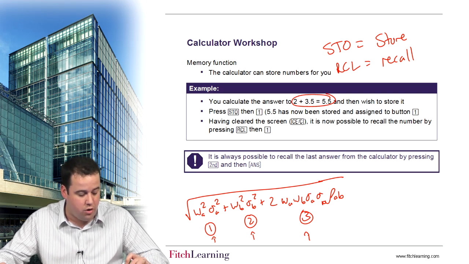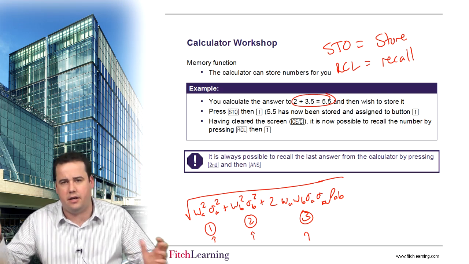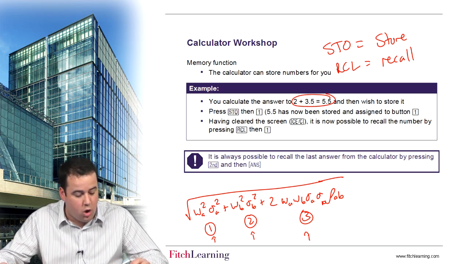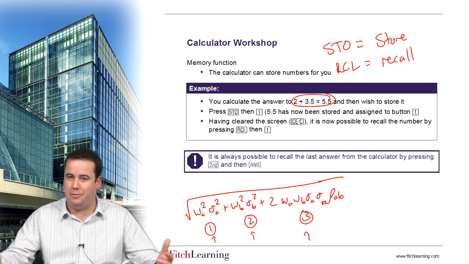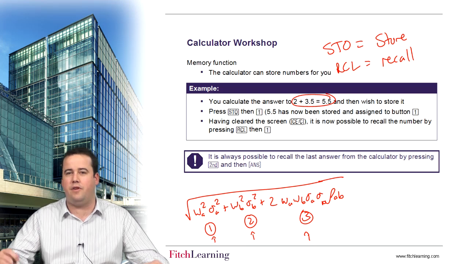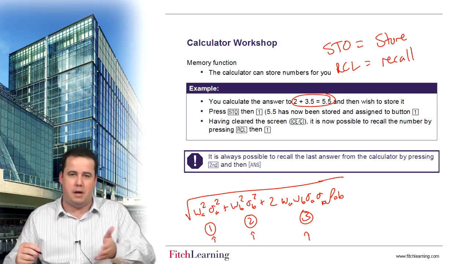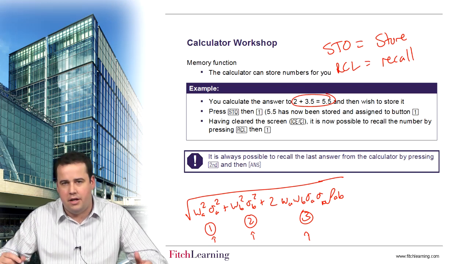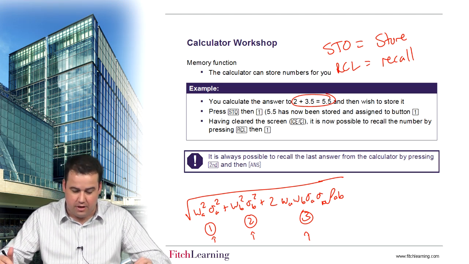So if you hit STO 1, as it tells us to do, and then clear the calculator, if you hit recall 1, 5.5 comes back. So that's pretty nice. I don't think we had any trouble remembering 5.5, but if this was something like 63.489, which was part of the calculation at the bottom, then this is obviously going to be a quicker way of bringing it back. Very handy for questions where you have to do multiple stages. We're going to see some of those coming up.